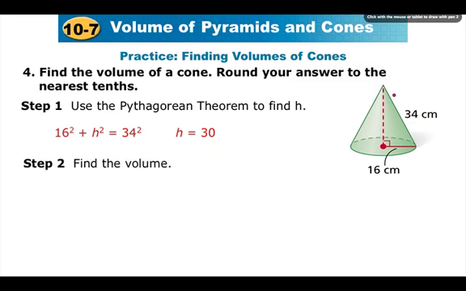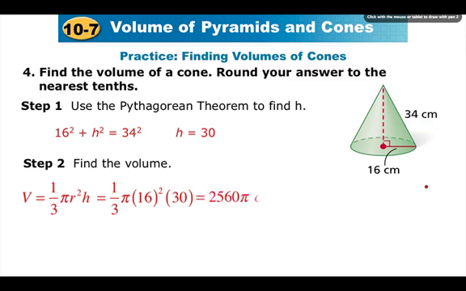Step 2 is to find the volume. You know the radius, you know the height. Apply the formula. Substitute. Simplify. And here we need to round to the nearest tenths, so you multiply the pi. 8,042.5 cubic centimeters. Let's go to the next slide.